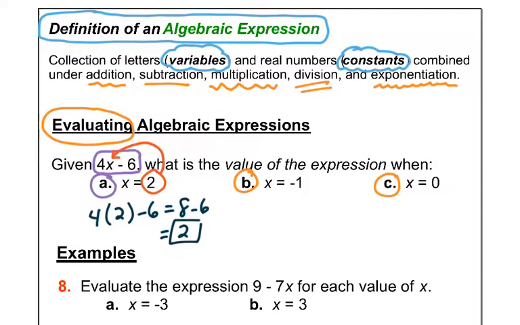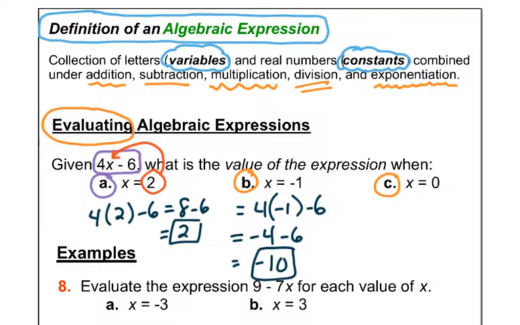Okay, for part B, when x is negative 1, let's plug that back in. How about 4? X is negative 1. Notice that nothing else changes. 4 times negative 1, and you keep going. Minus 4 minus 6 is negative 10.